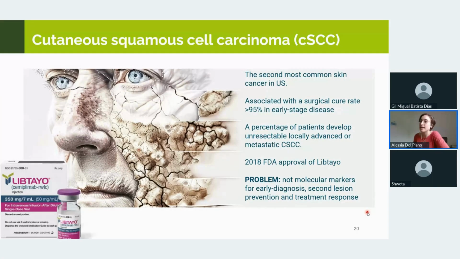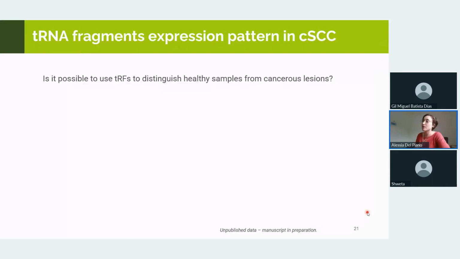Because nobody looks at tRNA fragments in this type of cancer. And so the very first question that we asked ourselves was, is it possible to use tRNA fragments to distinguish between healthy samples and CSCC patients?